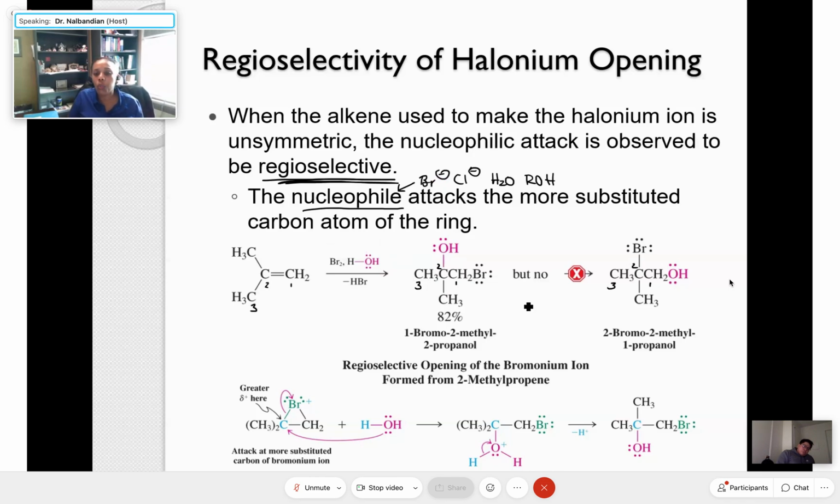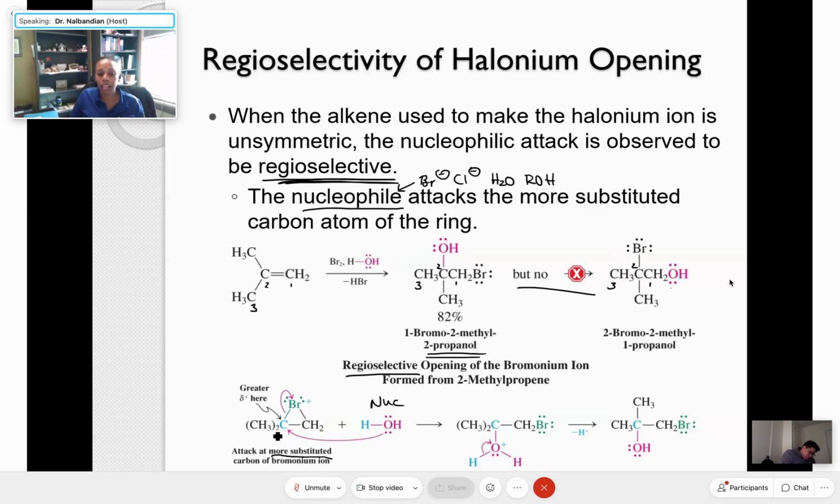It turns out that we only get this product here, 1-bromo, 2-methyl, 2-propanol. We don't get any of the product where the alcohol has been added to carbon 1 and the bromine to carbon 2. None of this. What's happening here is that this is regioselective. The reaction is only going to occur where we have our nucleophile attack the more substituted carbon. The attack happens at the more substituted carbon. So here our nucleophile is water, but it could be any nucleophile. It's going to attack the carbon here that has the 2 methyls on it versus the carbon with 2 hydrogens.